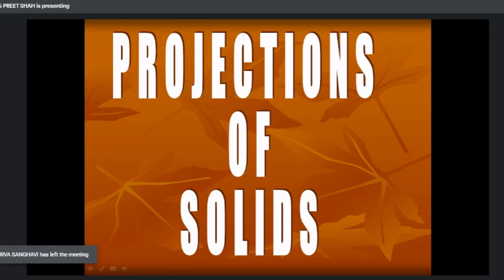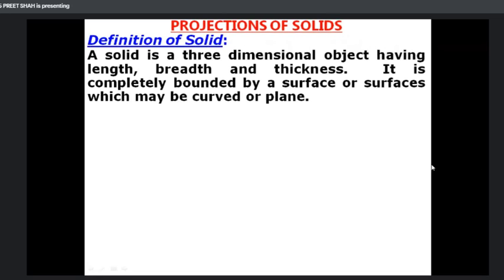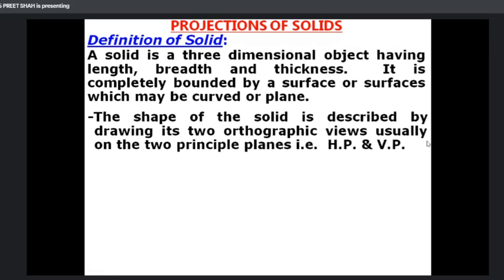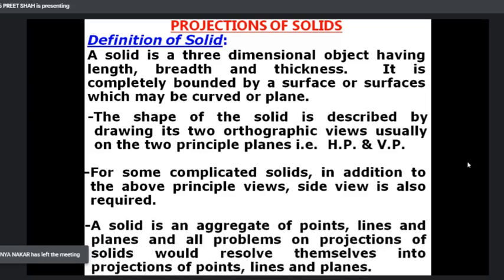Okay, next slide. First of all, what is the definition of a solid? A solid is a three-dimensional object which has length, width and thickness. It is either completely bounded by surfaces, or it is bounded by curved surfaces.